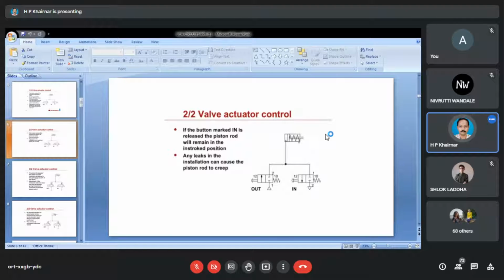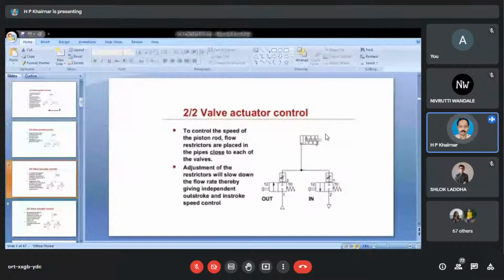Now again, the next position, they are saying if the button marked in is released, the piston rod will remain in stock position. Any leaks in the installation can cause piston rod to creep. And then again, both the valves come to the original position, that is, both the valves are in shut off position.